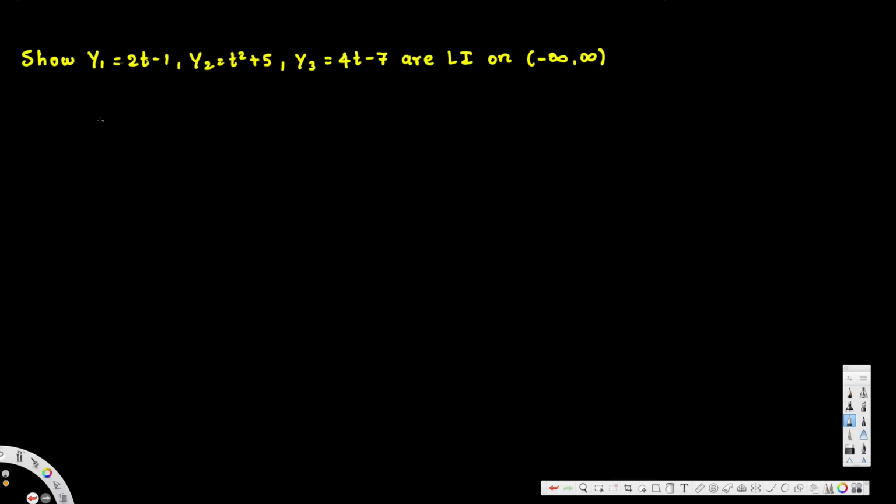What's going on, guys? Let's look at this problem right here. This question is asking, show y1 is equal to 2t minus 1, y2 is equal to t square plus 5, y3 is equal to 4t minus 7 are linearly independent on negative infinity to infinity.